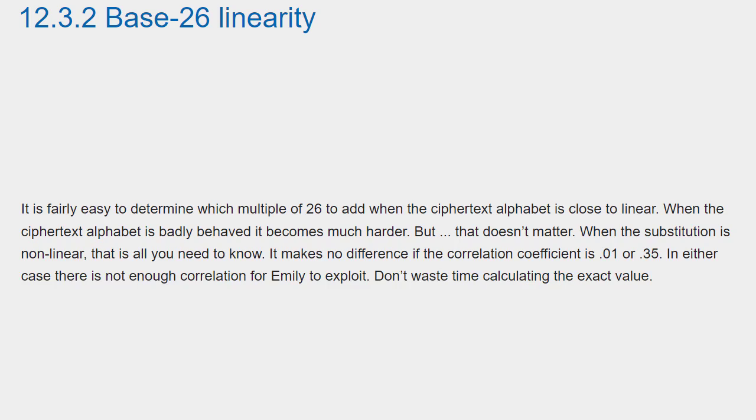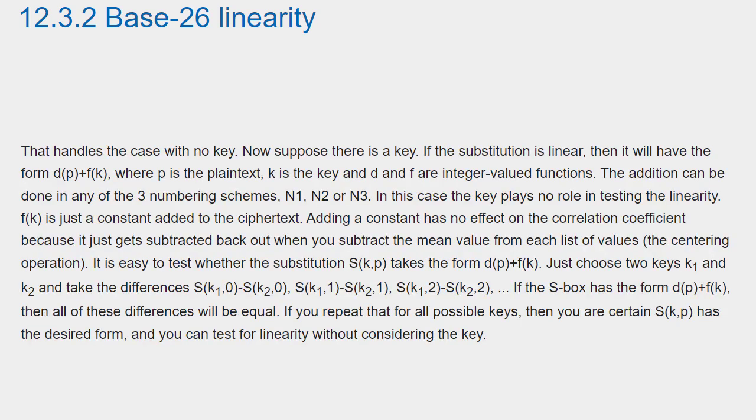But that doesn't matter. When the substitution is non-linear, that is all you need to know. It makes no difference if the correlation coefficient is 0.01 or 0.35. In either case, there is not enough correlation for Emily to exploit. Don't waste time calculating the exact value. That handles the case with no key. Now suppose there is a key.